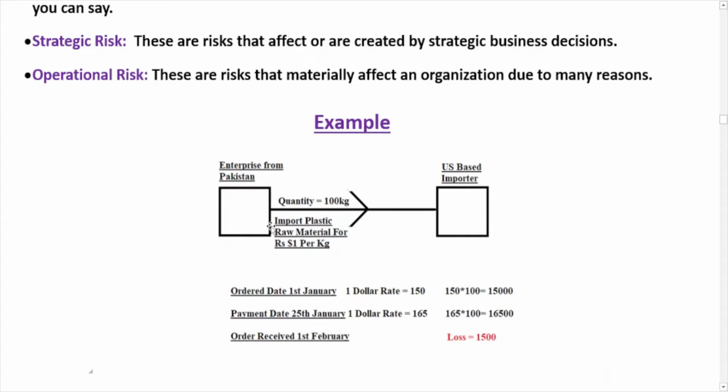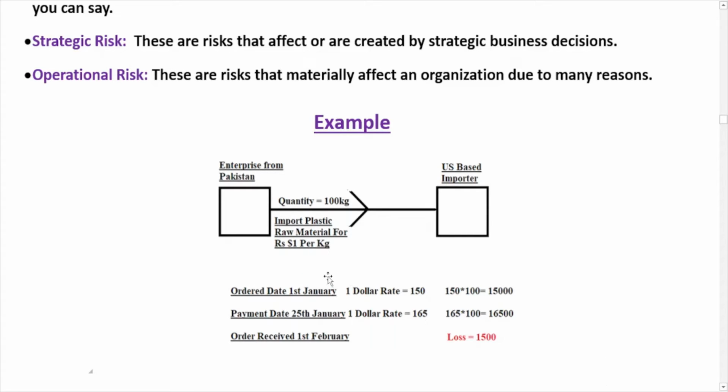Let's say the Pakistani enterprise ordered 100 kg of plastic raw material. Though the ordered amount of 100 kg is very low, I know that, I'm just taking this so it will be easier for you to calculate. The price for 1 kg of plastic raw material is $1. So 100 kg of plastic raw material, and the rate for each kg is $1 US.